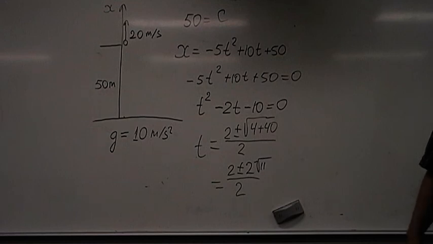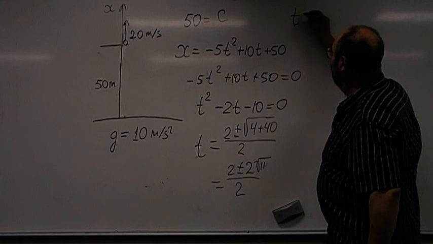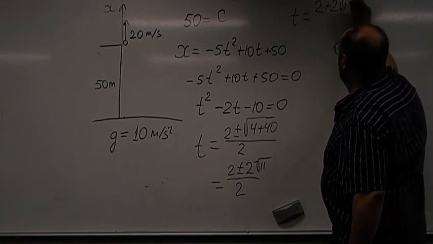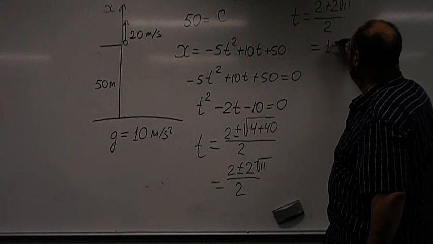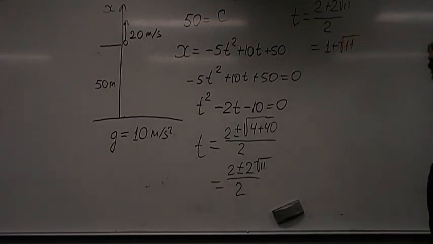Keep positive, reject the negative, because time cannot be negative. So we have time equal to 2 plus 2 root 11 over 2, which can be simplified to 1 plus root 11.